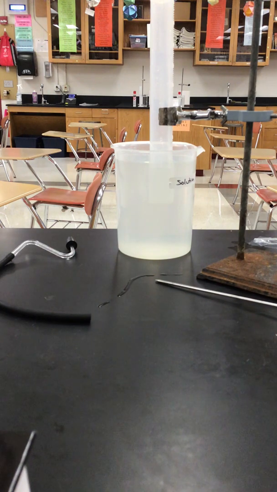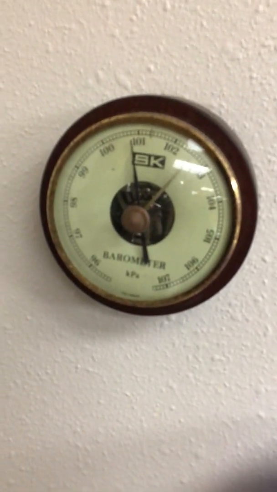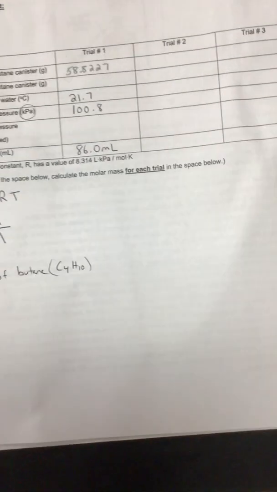The last thing that I'll need to do is to determine the atmospheric pressure. And the way that we can do that is by using a barometer. So in the classroom, I have a barometer. And right now, the barometric pressure is at 100.8. So the atmospheric pressure for today is 100.8 kilopascals.